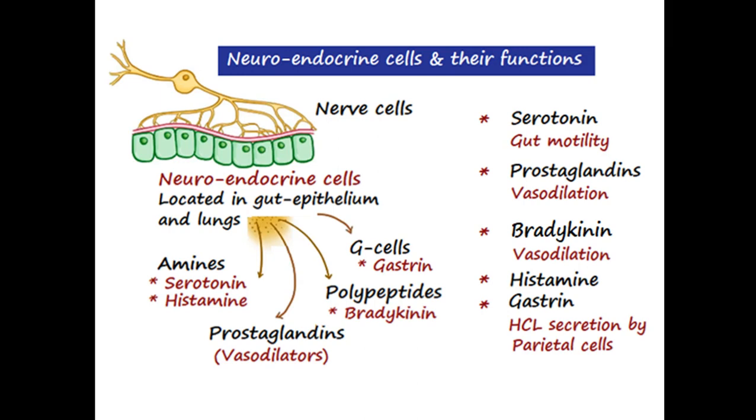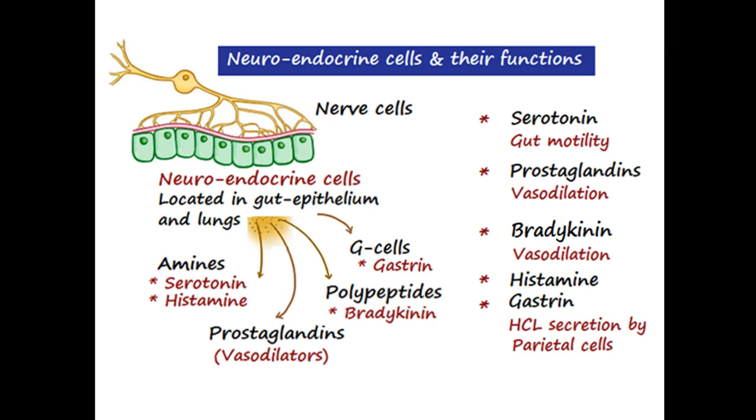Upon nerve stimulation, these neuroendocrine cells secrete various hormones. For example, the neuroendocrine cells secrete amines, which include serotonin and histamine. Serotonin has its effects on the gastrointestinal tract. It increases the motility and peristalsis in the gastrointestinal tract, and so in case of carcinoid tumor, if there is excess secretion of serotonin, it will cause diarrhea, which is a component of the carcinoid syndrome.